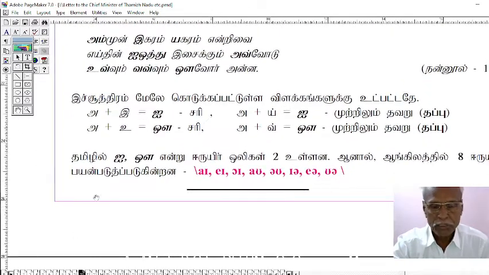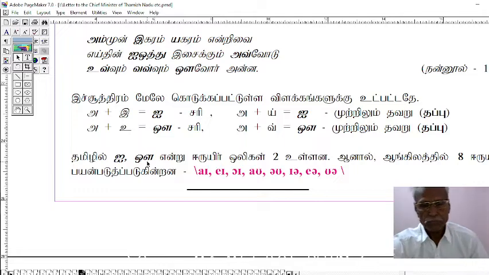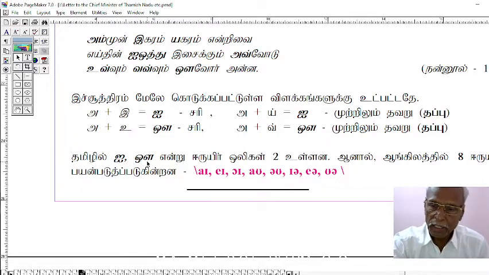See, in Tamil, two diphthong phonemes I and OW are used. In English, 8 diphthong phonemes are used. That we have already seen.